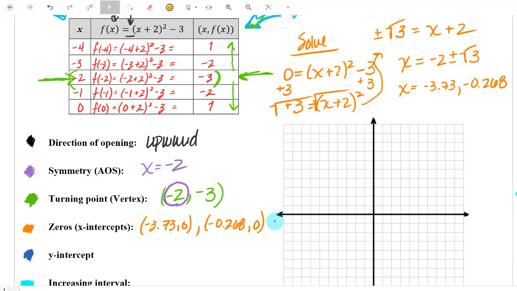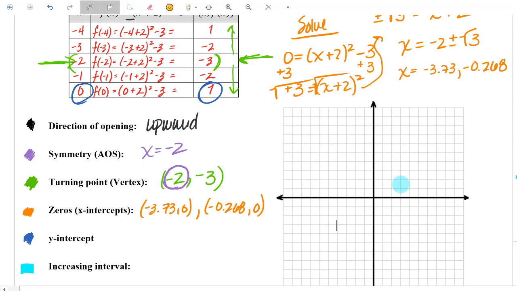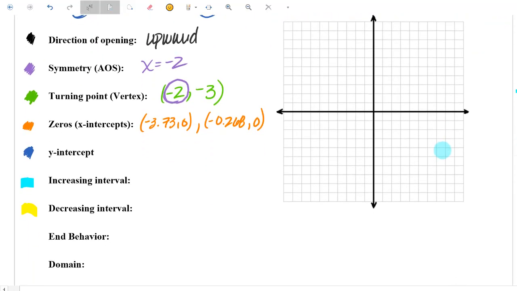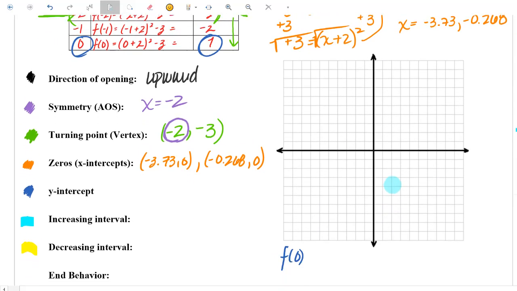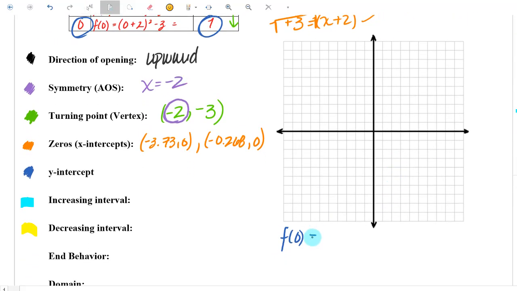The last bit we need to find is the y-intercept. Now, I can cheat and I can see the y-intercept in my table, but really what we should do to find the y-intercept is go ahead and plug that in and solve for it. So I'm going to scooch this down here, and I'm going to take the function f of 0, right? I forgot what my function is. It's f(x) equals (x plus 2) squared minus 3, correct?